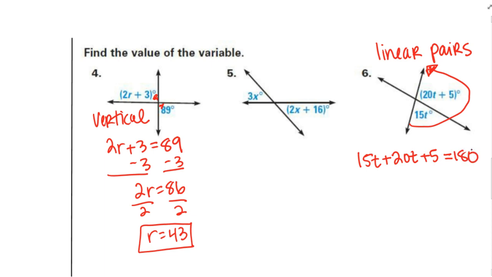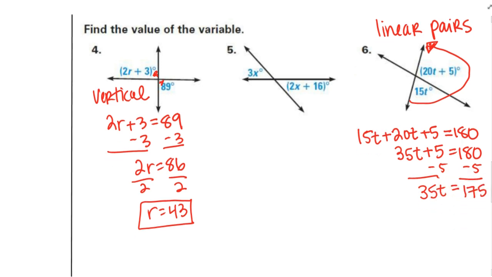Combine your like terms. 15t plus 20t is 35t. And then bring everything else down. And then from there, we can subtract 5 from both sides. So if we subtract 5 and subtract 5, we end up getting 35t equals 175. And now if you take 175 and divide it by 35 on your calculator, you should get t equals 5. And we're all done.